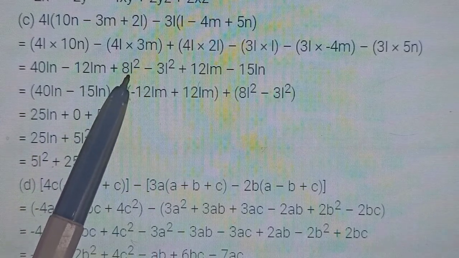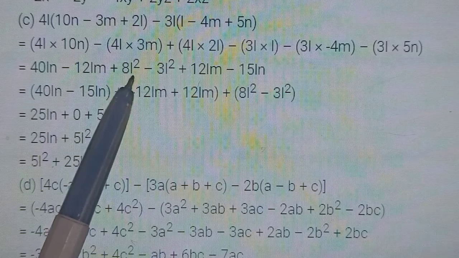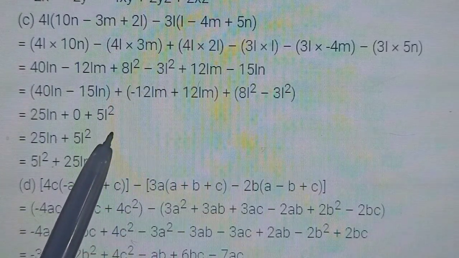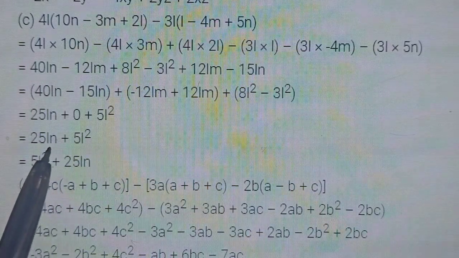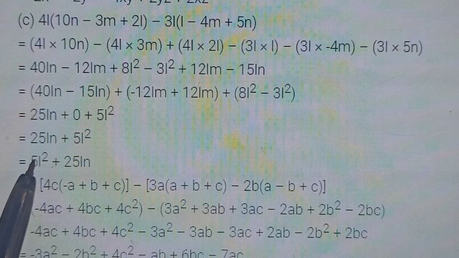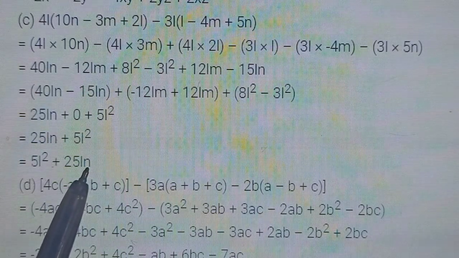Next is your l squares. They are already seen next to each other. So these are again like terms. 8 minus 3 gives you 5l square. So that becomes your answer. If you want, you can rearrange. As we said, the squares, the powers, we write first and then the product terms.